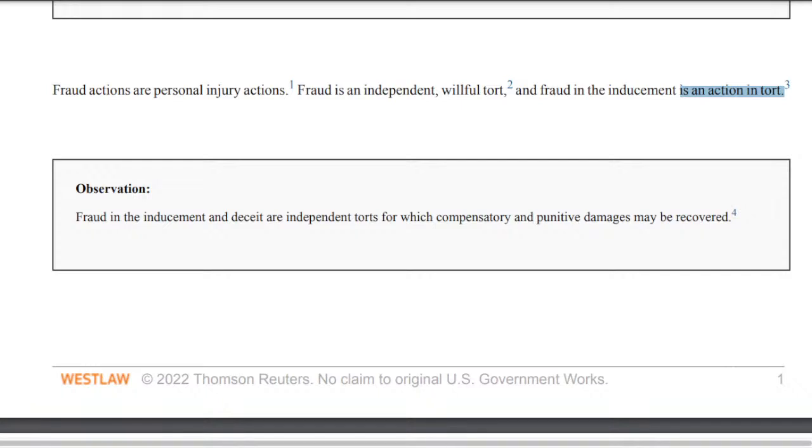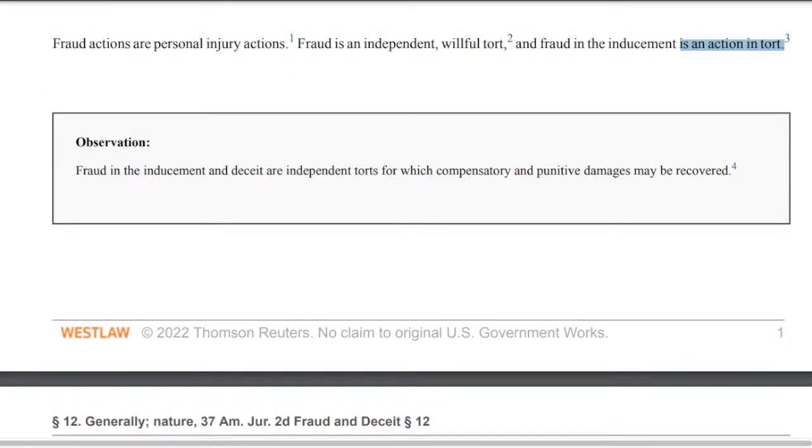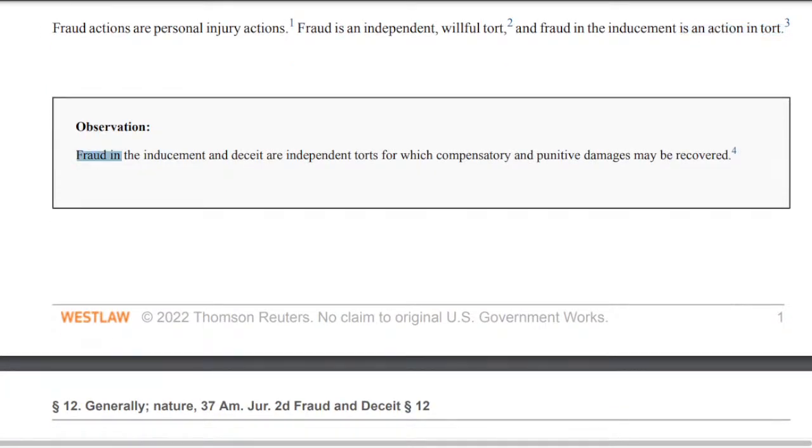There I go. AmJur, there it is. Fraud is our observation here. I love these in American Jurisprudence. Fraud in the inducement and deceit are independent torts for which compensatory and punitive damages may be recovered. Excellent. So fraud in the inducement and deceit are independent torts for which compensatory and punitive damages may be recovered.